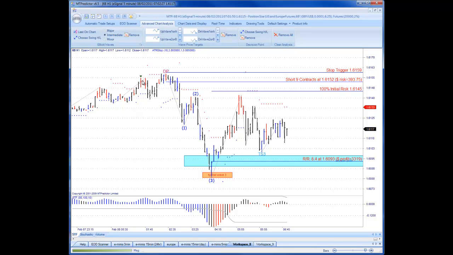The first one was a minus 1R loss. The loss kept small and under control. The second trade came down here to end up right at the typical wave 3 WPT for a nice 8.4R profit. So a great result with some simple analysis for the more advanced MTPredictor traders among you.